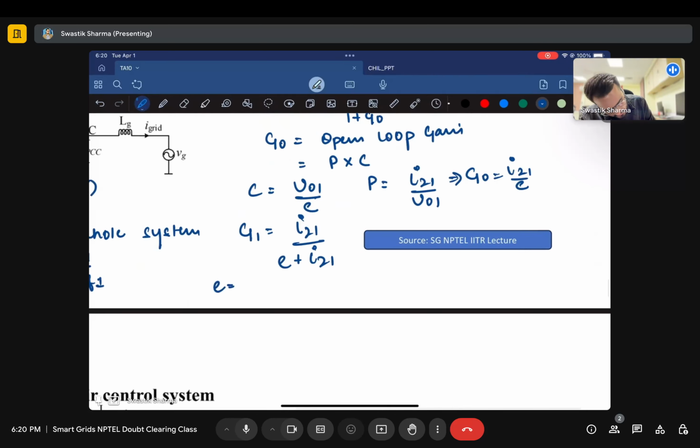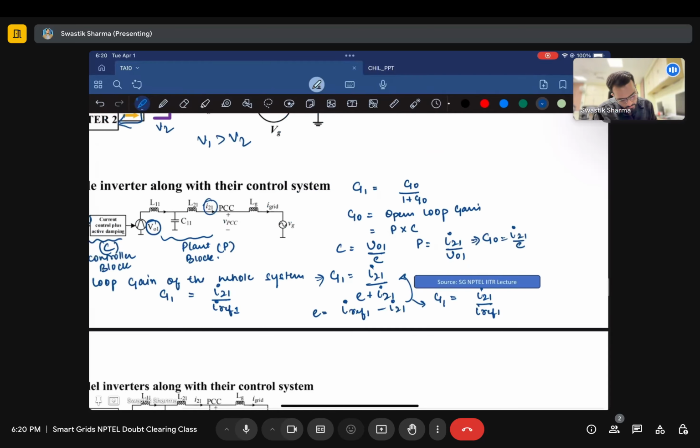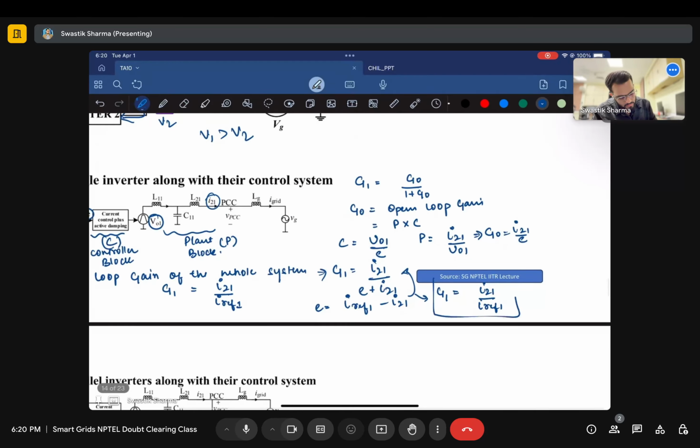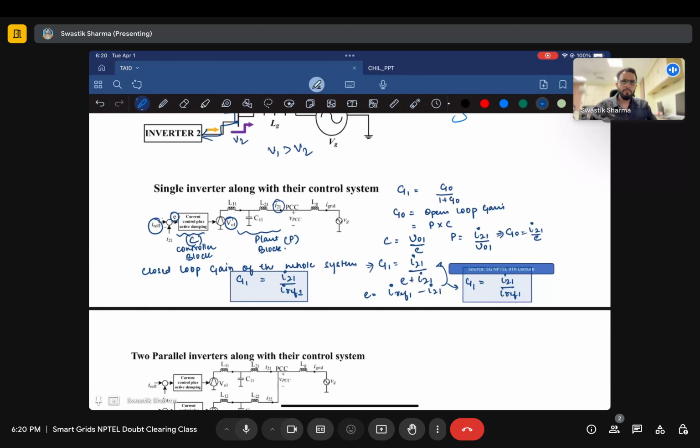Now what is E? E is nothing but I ref 1 minus I21. So equate this in this. So G1 now becomes I21 upon I ref 1. So that is what we have written over here. This is how the closed loop transfer function is formulated using the open loop function. So we got the closed loop transfer function.